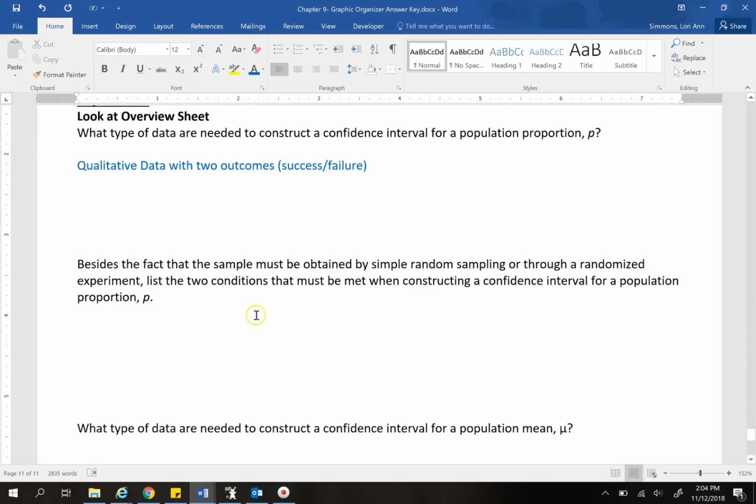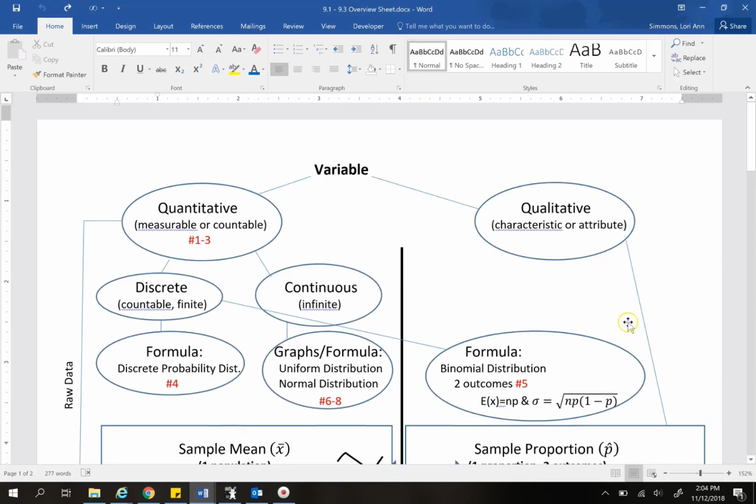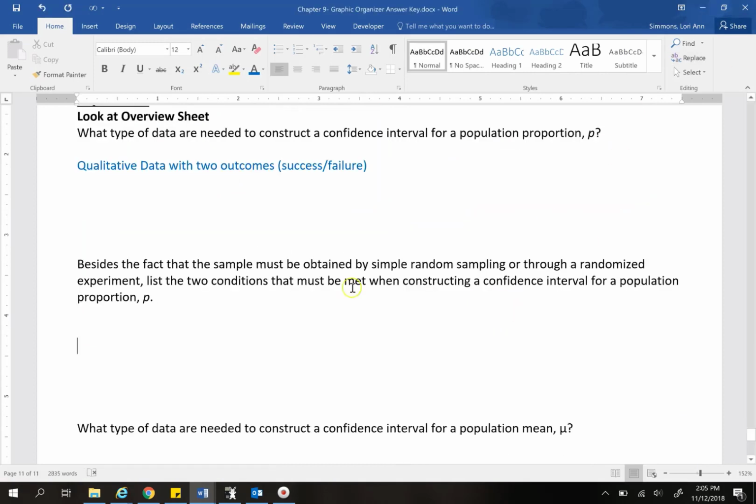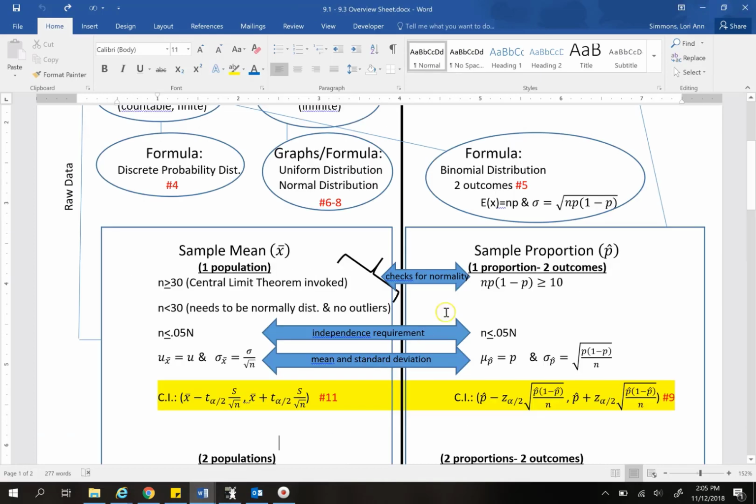Besides the fact that the sample must be obtained by simple random sampling or through a randomized experiment, list the two conditions that must be met when constructing a confidence interval for population proportion p. So it needs to be what? It needs to be normal, it's this rule, and it needs to be independent. Here are your two criteria. So I'm just actually going to copy and paste that over.